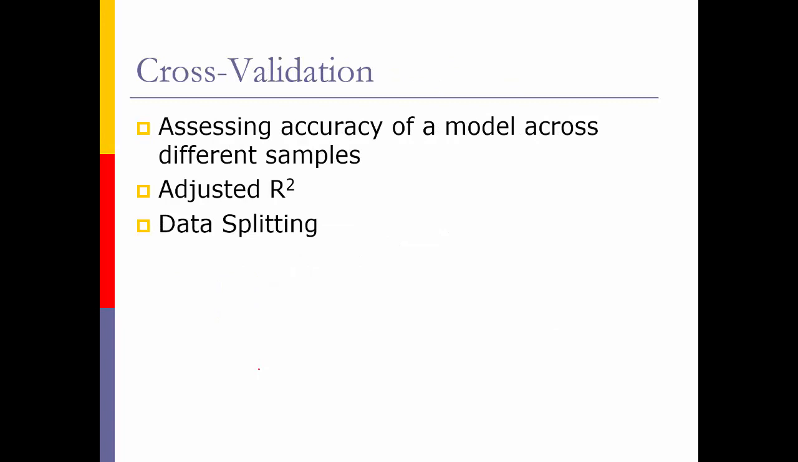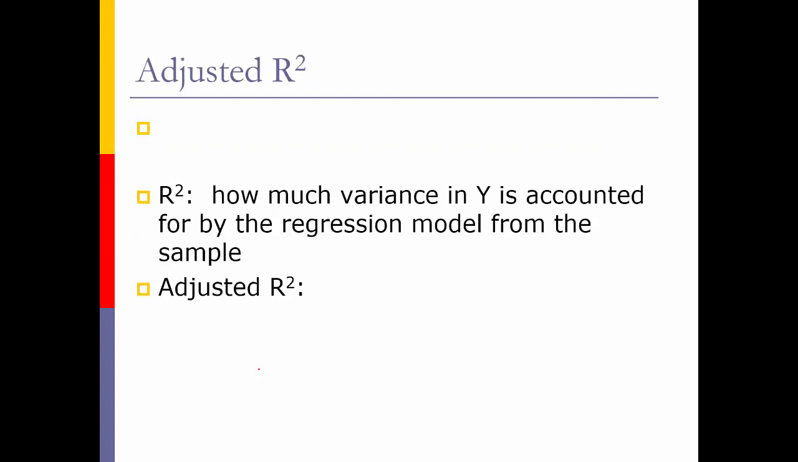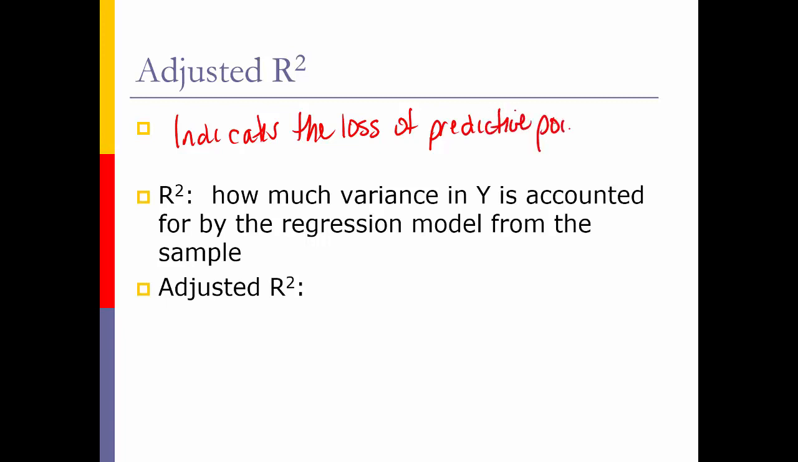One of the things we need to do for generalization is to cross-validate the model, which means assessing the accuracy of the model across different samples. We can also look at our adjusted R-squared and data splitting. We're going to focus more on the adjusted R-squared, which indicates the loss of predictive power. Sometimes we call that shrinkage.